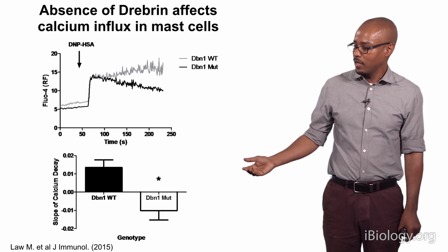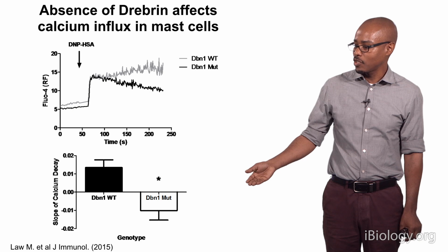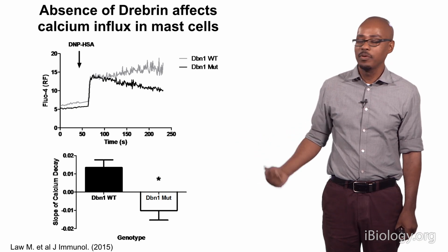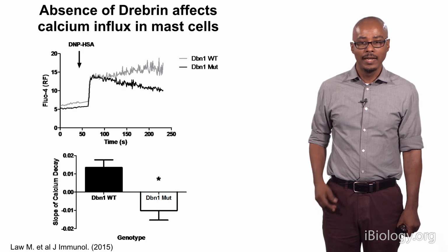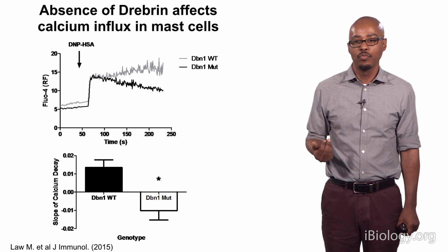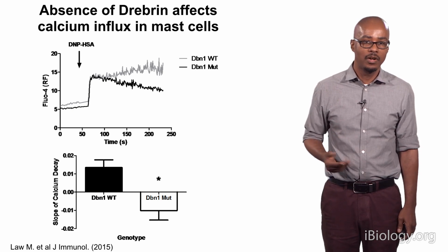And in the bottom graph, you can see the slope of that calcium decay is a negative slope in the absence of Drebrin in these mast cells, whereas it's a positive slope in the wild-type cells, indicating that in the absence of Drebrin, what we're actually affecting is the prolonged calcium release that we see that's required for these mast cells to degranulate and release their contents.